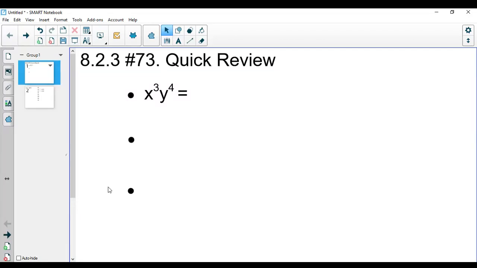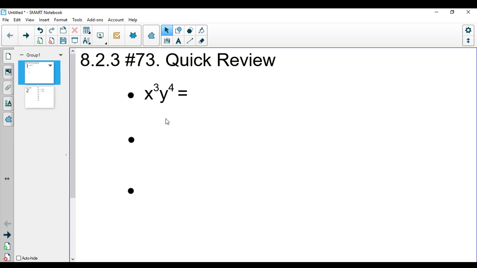Good morning, everybody. It is Monday, April 20th, and we are working in section 8.2.3. This is a 2-day lesson, so we're going to take 3 days to go over it. And we're going to start with a quick review of those properties of exponents.